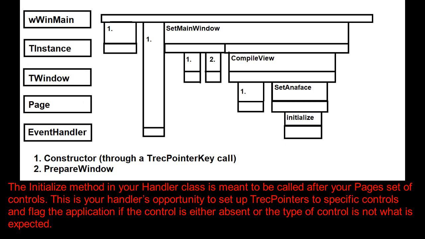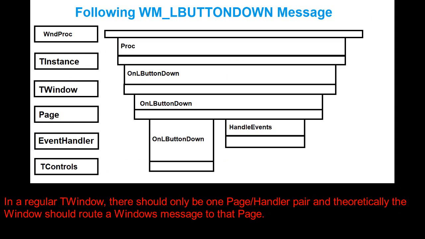The initialize method in your handler class is meant to be called after your page's set of controls. This is your handler's opportunity to set up track pointers to specific controls and flag the application if the control is either absent or the type of control is not what is expected. In a regular T window, there should only be one page handler pair, and theoretically the window should route a Windows message to that page.